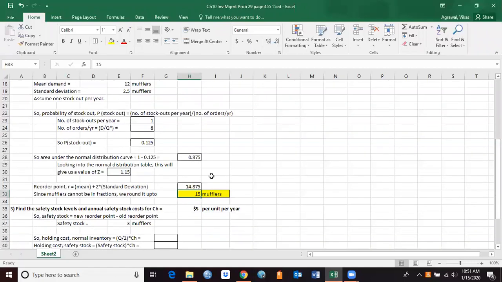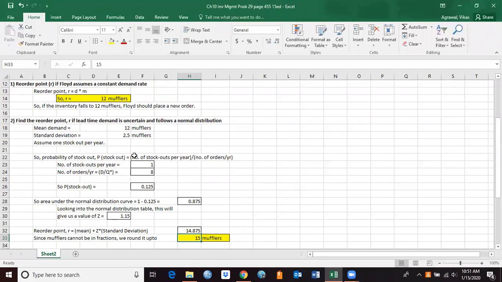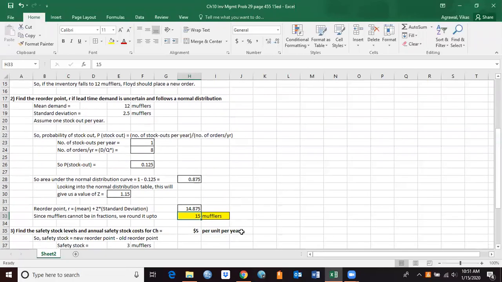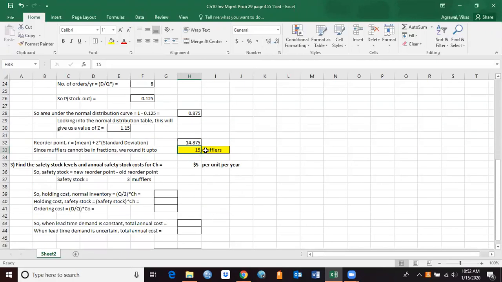Okay, so what does this mean? This means that I would not place the order when the inventory drops to 12 mufflers, but I would rather place the order when the inventory drops to 15 mufflers. So I'm carrying 3 extra mufflers in my buffer, just in case we face any stock out, because there is always a risk of facing a stock out. So what is the probability that you're not going to face a stock out if you have 3 additional mufflers? Well, we already found it, 87.5%. So there's an 87.5% chance that you will not face a stock out if you carry 3 additional mufflers. That's how we're getting those 15 mufflers here.